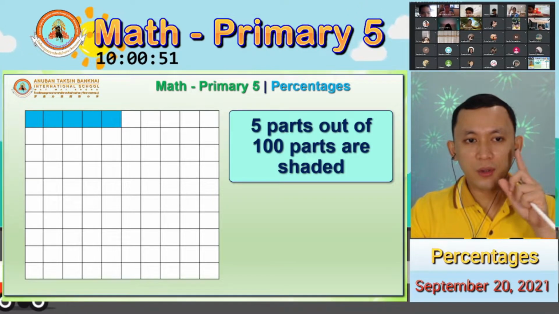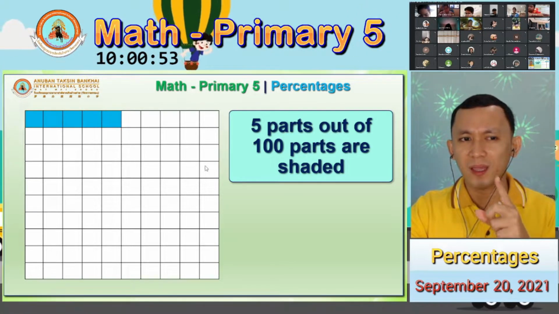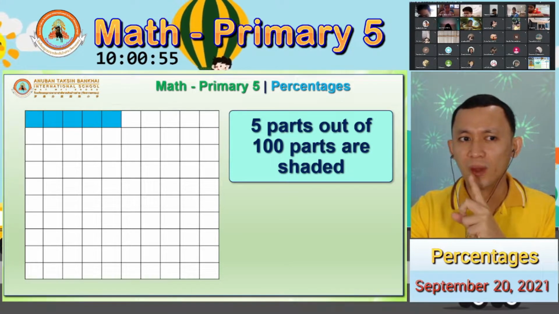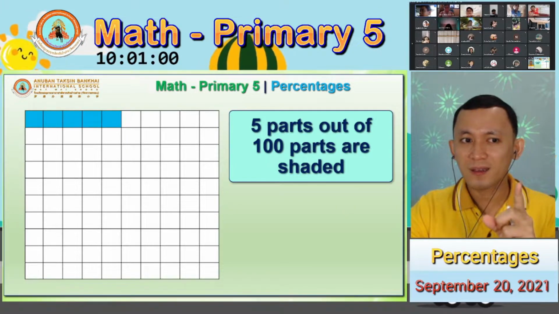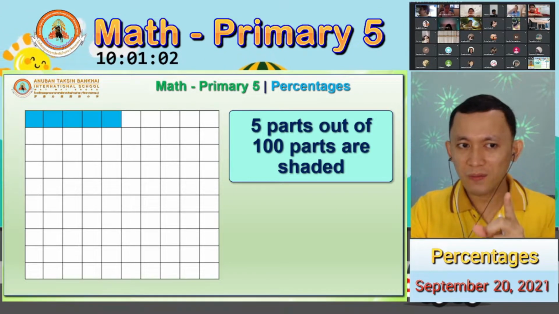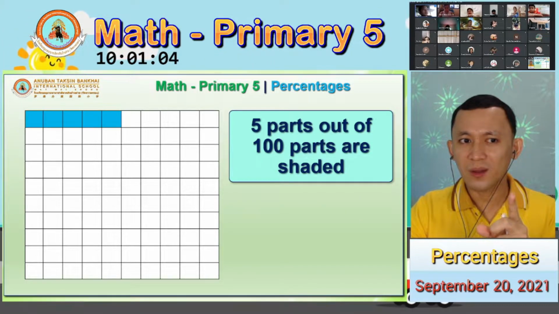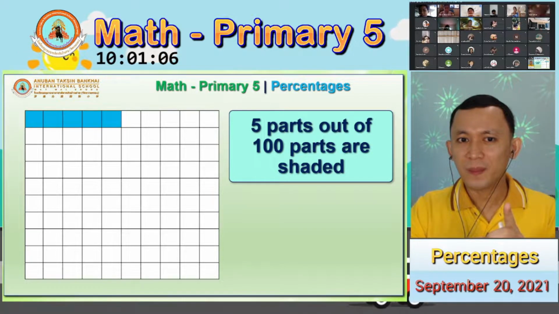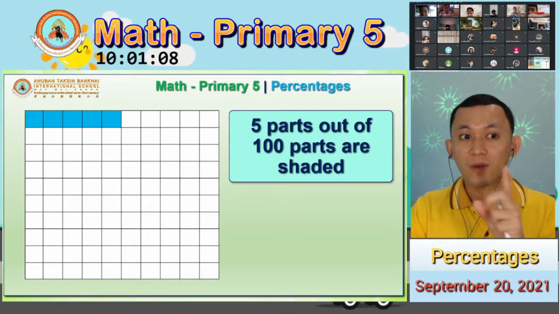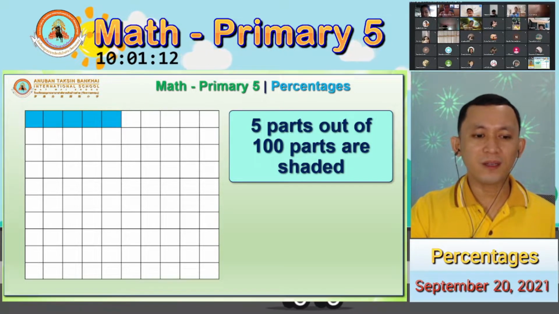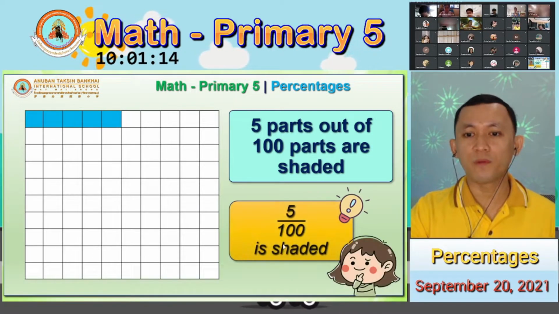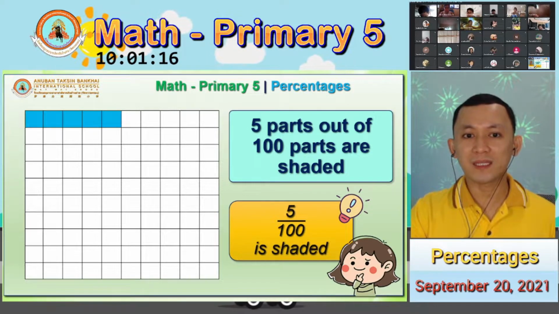So if we are going to write this into fraction, how do we write it? What's this in fraction? 5 over 100. Very good. So that is 5 over 100 is shaded.